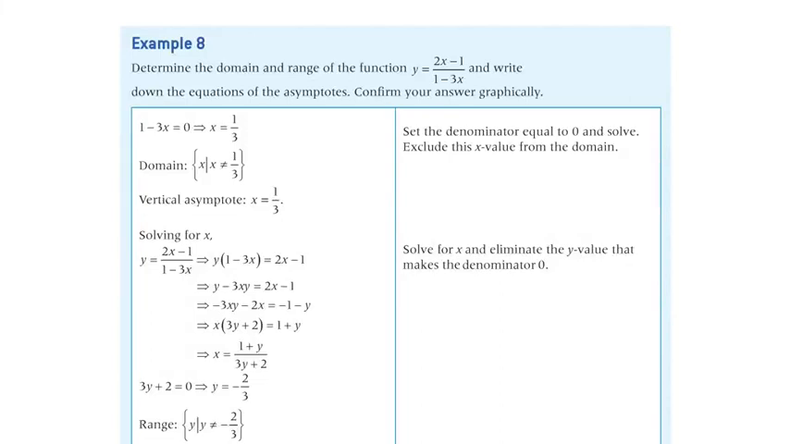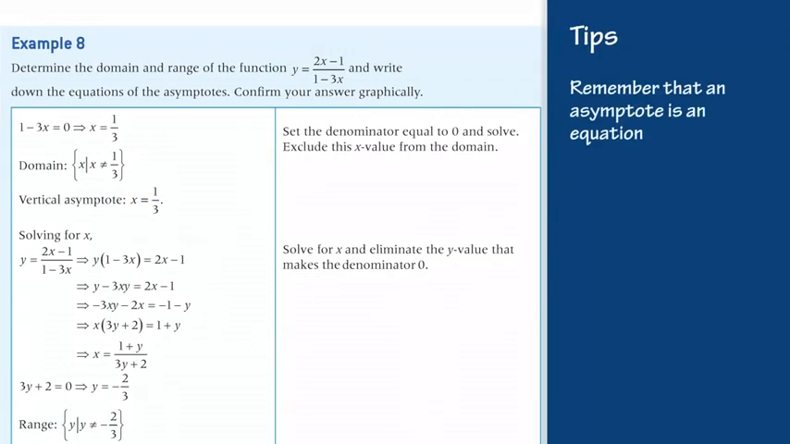You have already learned to restrict the domain of a rational function by excluding any real numbers that make the denominator equal to 0. In this example, setting the denominator 1 minus 3x equal to 0 results in x equal to 1/3. Therefore, the domain is the set of real numbers excluding the number 1/3, written as x such that x is not equal to 1/3. The vertical asymptote is therefore x equals 1/3. Remember that an asymptote is an equation.